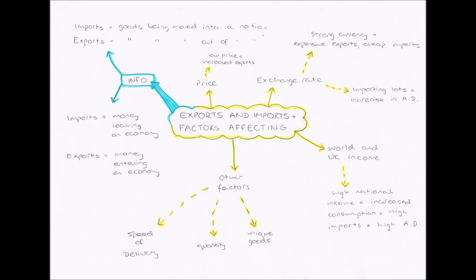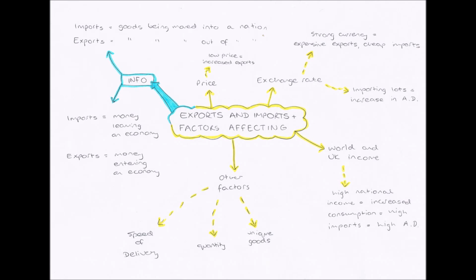Various factors will affect how many exports and how many imports we have. The first is price. If the price of British goods is low, then we will export more because it's more attractive for other countries to buy our goods because they're cheap. And it also means that we'll import less because it's attractive for people in Britain to buy British goods, because they're cheaper than all the other countries' goods. So if the price is low, exports will be high and imports will be low.